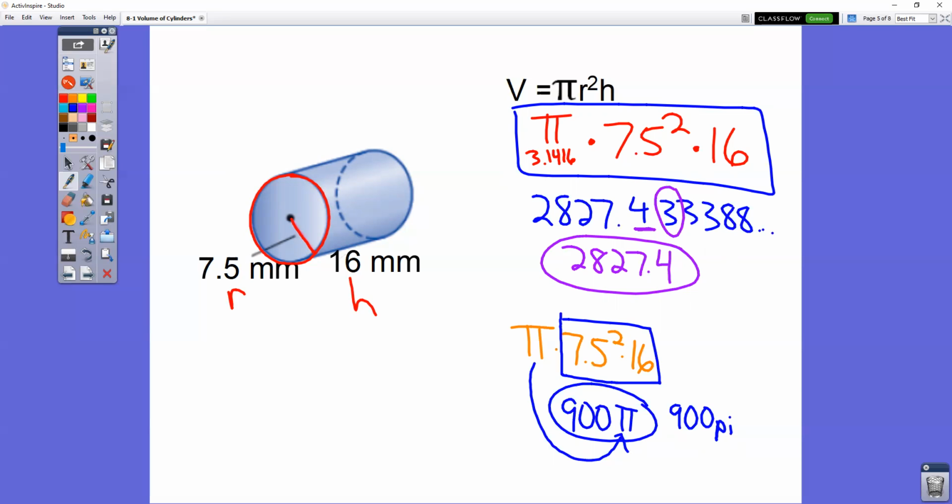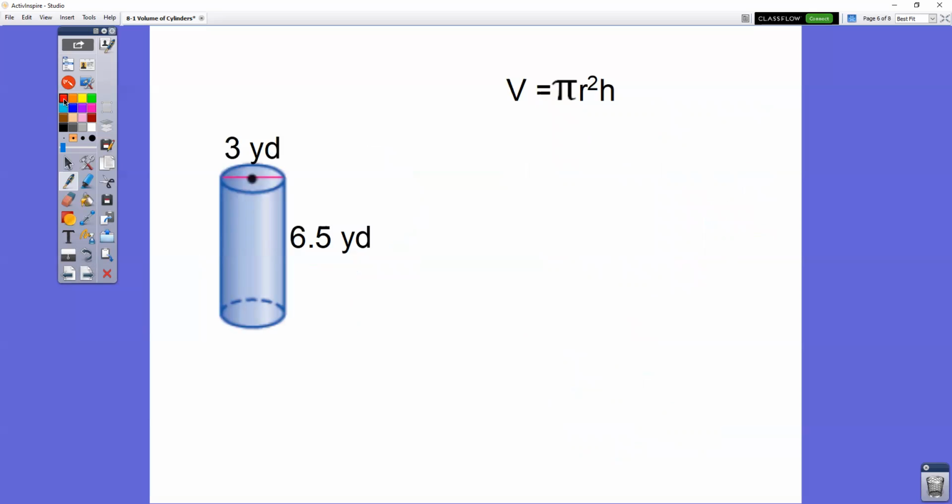Now they are going to try and trick you a little bit. The one big way that they are going to try and trick you, notice in this problem, we are not given the radius. We are given the diameter. The diameter goes all the way across this circle. 3 is our diameter. Well, if 3 is our diameter, we need to find our radius. The radius is half of the diameter. So just take your diameter and divide by 2. So we really want to use 1.5 for our radius, because 3 divided by 2 is 1.5.